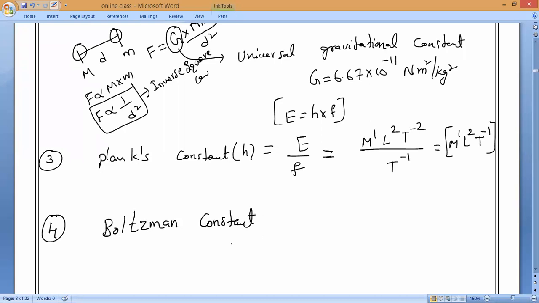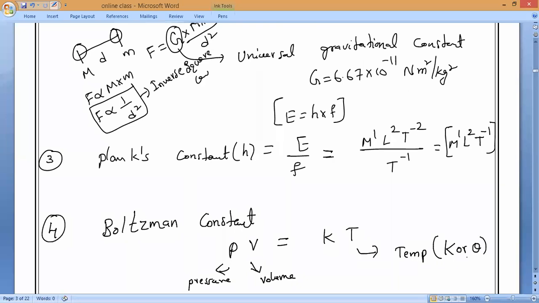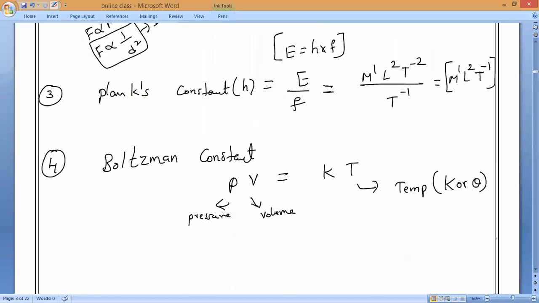So, this is also one of the constants. The formula is PV = kT. P means pressure, V means volume, and T means temperature. What is the dimension of temperature we have written? Either capital K or theta. Do you remember, everybody?